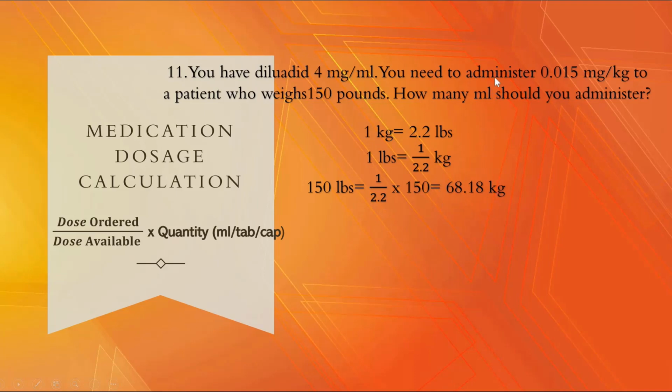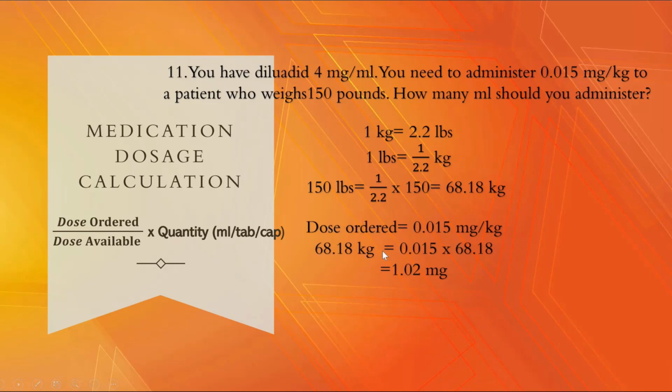Now you have to find the dose ordered. The dose ordered for 1 kilogram is 0.015. So for a patient who weighs 68.18, it is 0.015 into 68.18, which gives 1.02 milligram. So the patient is ordered 1.02 milligram. Now to calculate how many ml you will administer, the dose ordered is 1.02, dose available is 4, and quantity is 1 ml. If you put it in this formula, you will get 0.26 ml. So you will give 0.26 ml of medicine.